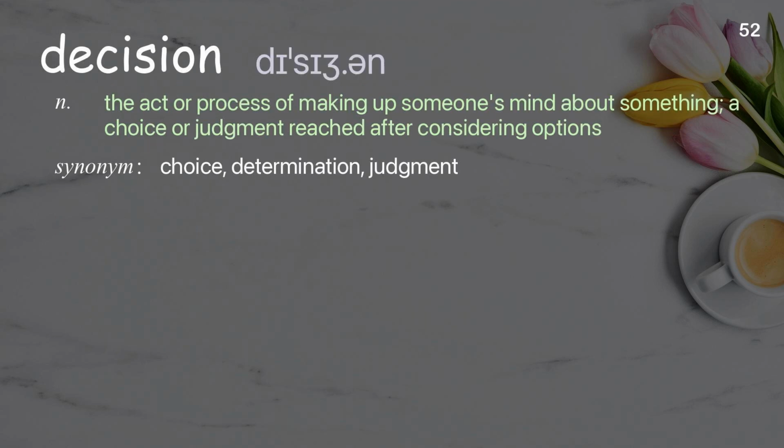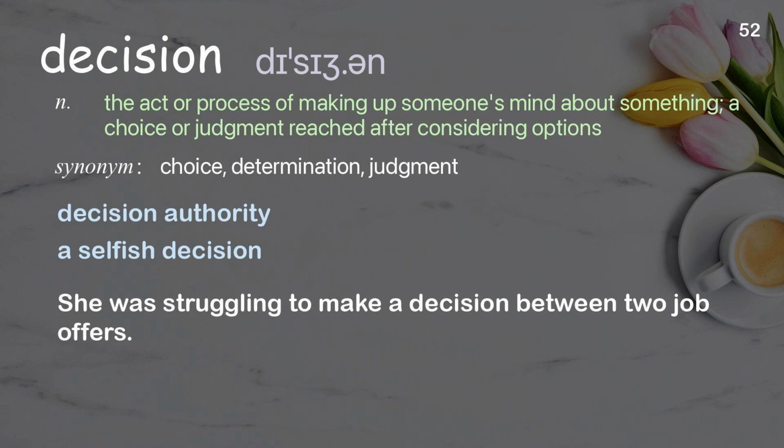Decision. The act or process of making up someone's mind about something, a choice or judgment reached after considering options. Examples: Decision authority, a selfish decision. She was struggling to make a decision between two job offers.